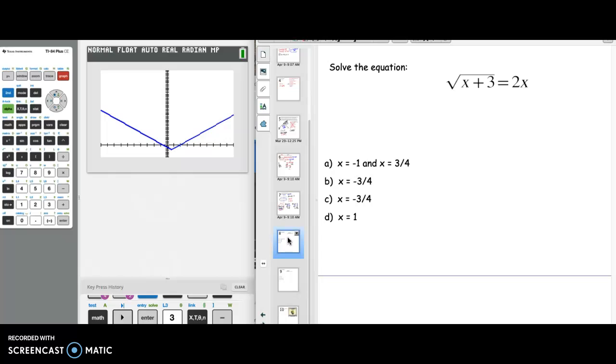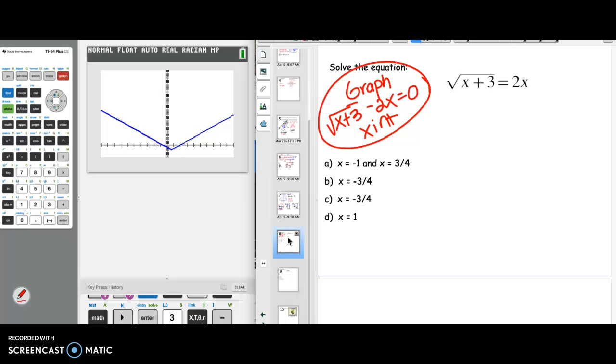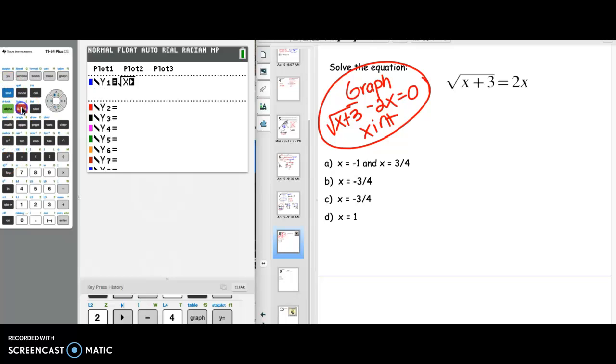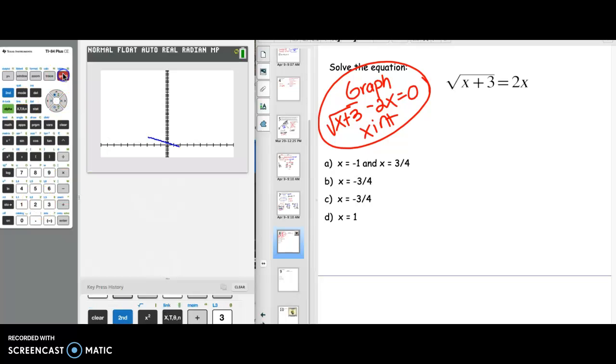So again, one option for this would be similar to that, like solve by graphing. If you want to graph it, you have to set it equal to 0. So we could go square root of x plus 3 minus 2x equals 0, and look for the x-intercepts. So let's try that first, and then I'll show you how to actually solve it for some solutions. Make sure you arrow out to get that subtract 2x. And then if I graph it, it looks like there's one solution that works at 1.